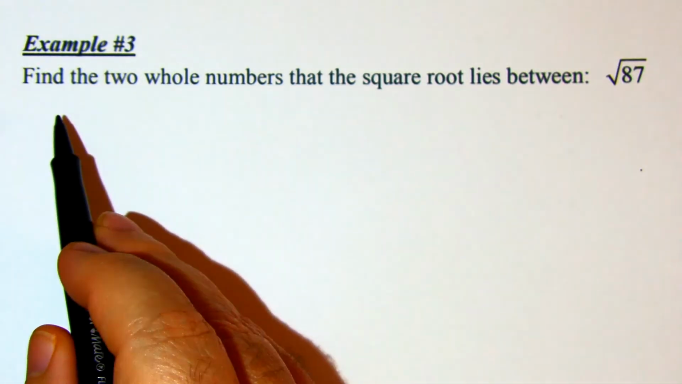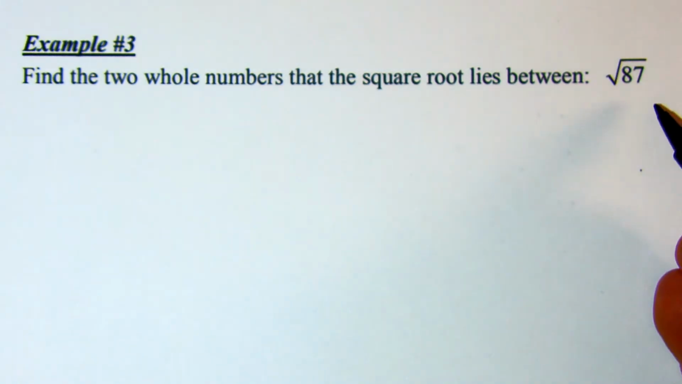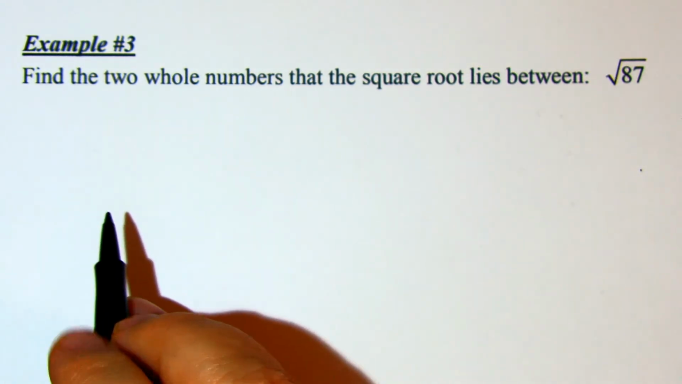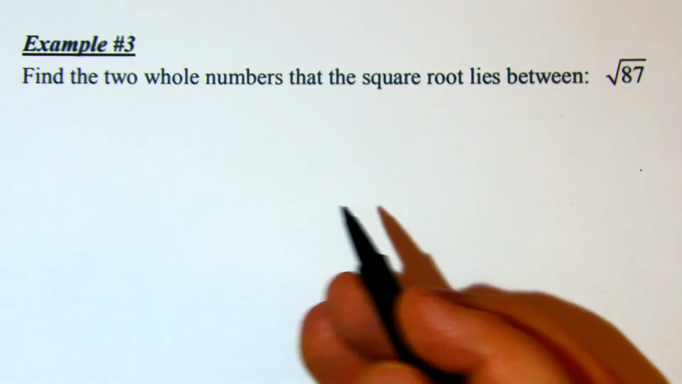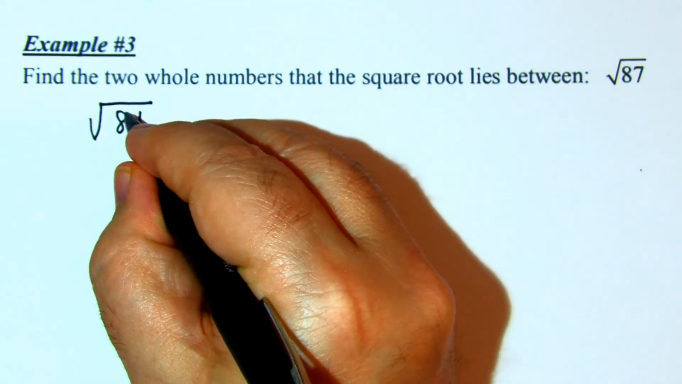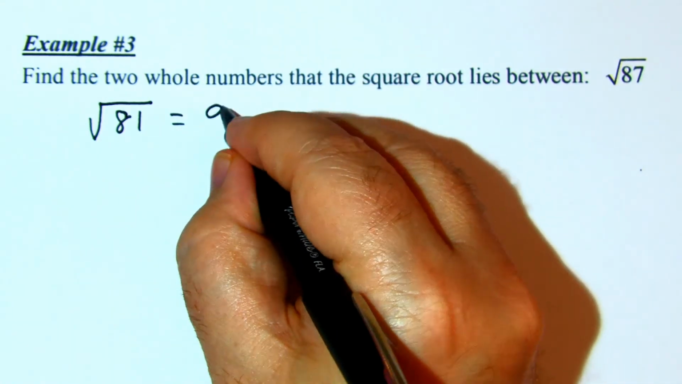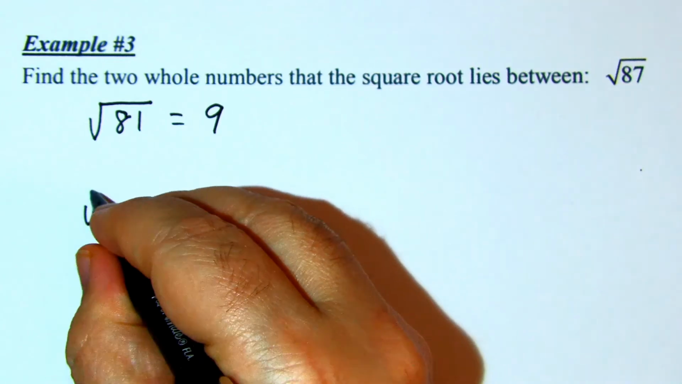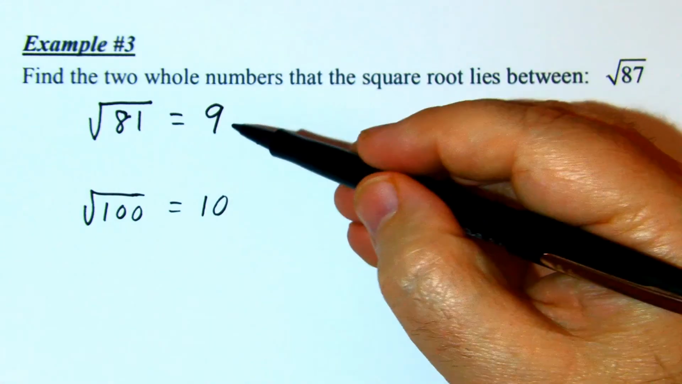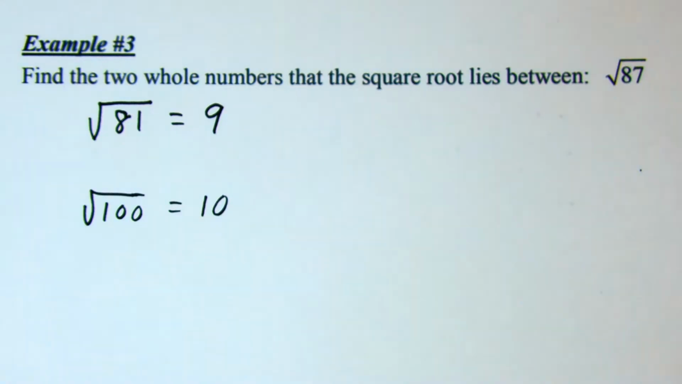Example number 3. Find the two whole numbers that the square root lies between. We have the square root of 87. We'll look at how to do this problem with a calculator in a future example, but for now we're going to do it by estimating. In order to estimate, we want to recall that we have a few square roots that work out to be whole numbers. The square root of 81 is 9, and the square root of 100 is 10. If you don't have these memorized yet, you can refer to a list, but these are some numbers that you'll want to get used to.